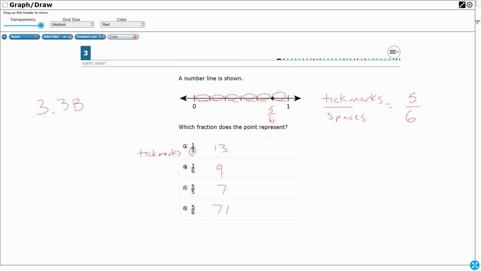So when we're working with students here, we want to make sure we clearly specify when we're representing fractions on a number line. The numerator is the tick marks, the denominator is our spaces. And so our answer here is going to be D.